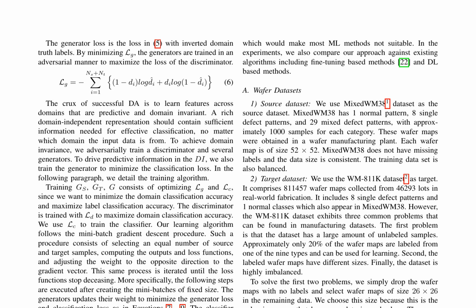The authors define 3 loss functions: the classification loss, the discriminator loss, and the generator loss. The classification loss measures the error of label prediction in both domains. The discriminator loss trains the discriminator to distinguish between the source and target data, and the generator loss trains the generators to maximize the loss of the discriminator. The authors use a mini-batch gradient descent procedure to optimize the loss functions and update the weights of the networks.